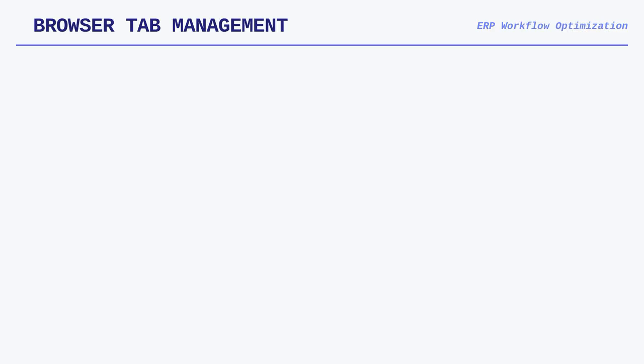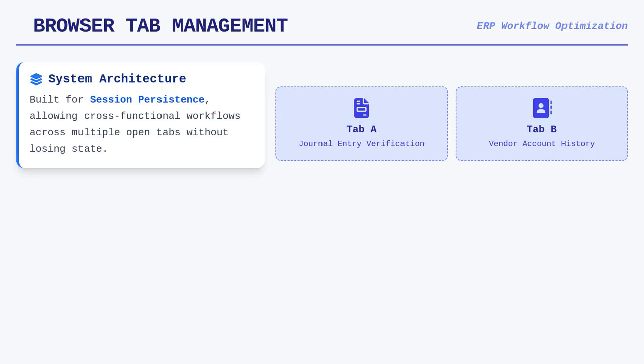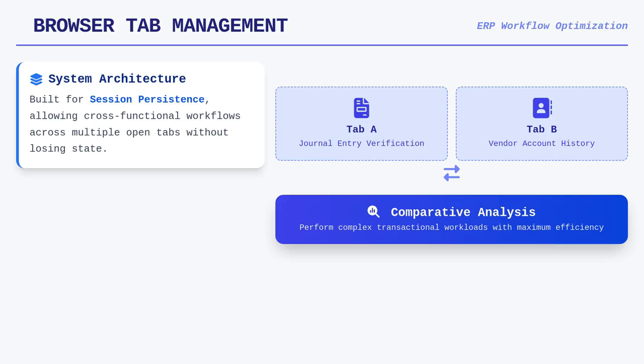Managing multiple open browser tabs within the platform is an essential skill for professionals handling cross-functional workflows. The underlying architecture of the ERP allows for session persistence across multiple tabs, provided you understand how the system manages legal entities and security context per session. For instance, you might maintain one tab for journal entry verification while using another to review vendor account history, thereby enabling a comparative analysis that would otherwise require cumbersome back-and-forth navigation.